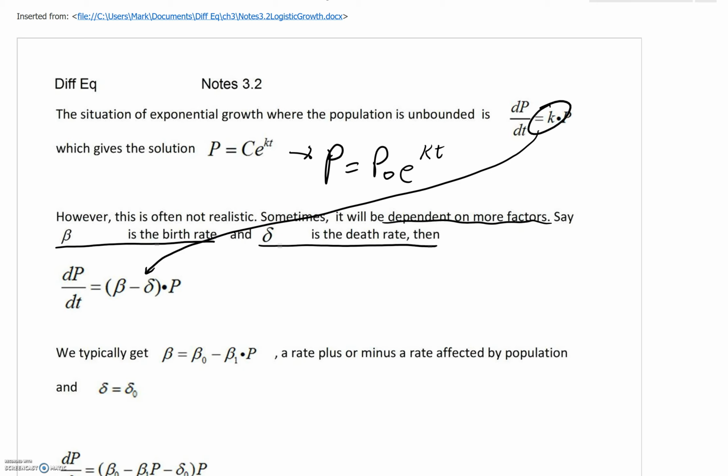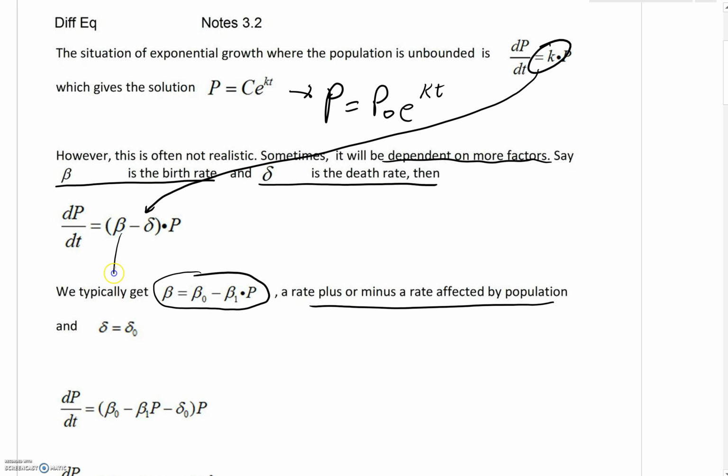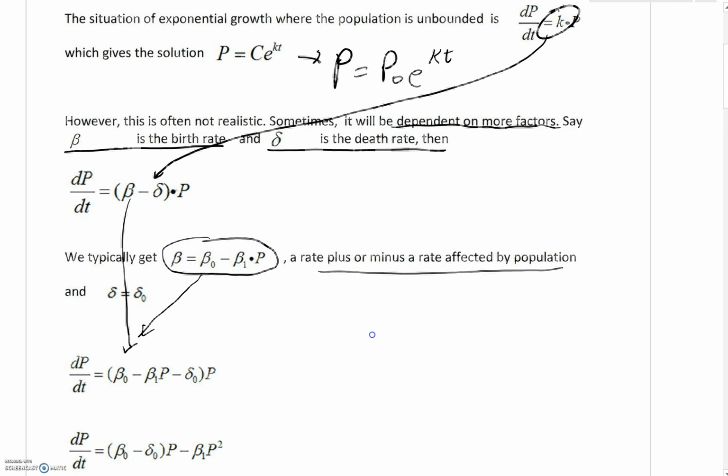But as we're looking at this, we could see that beta, which would be a birth rate, could be generally thought of as beta naught minus beta 1 times P, a rate plus or minus a rate affected by the population. So as you study populations, you see that the birth rate could actually be written more like so. And the death rate, well, that's just some constant. So your beta is going to be beta naught minus beta 1 times the population, minus delta naught times the population.